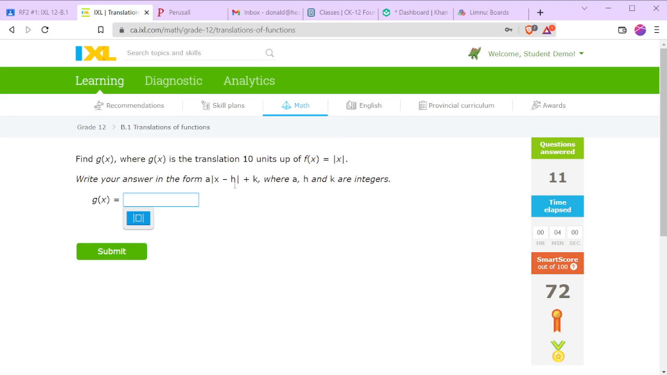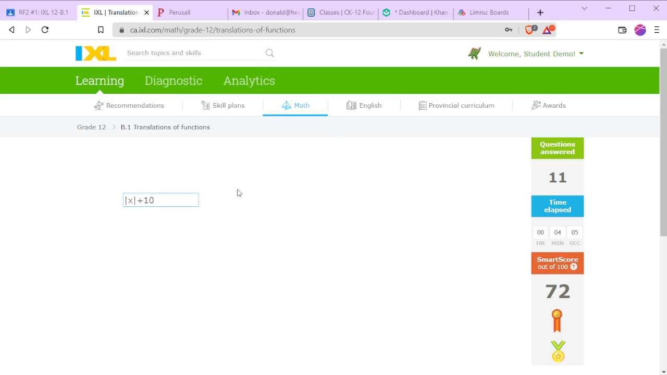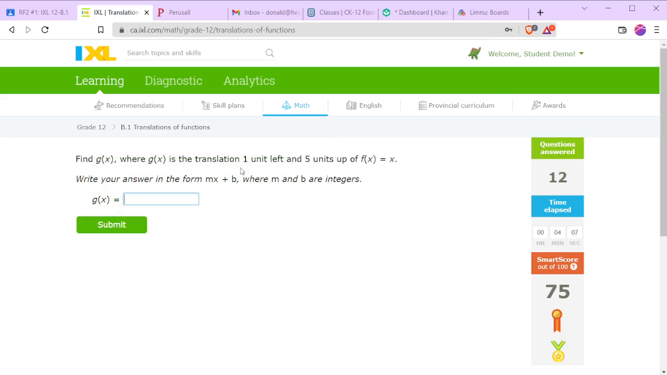Here, 10 units up. So we'll have our absolute value of x, and then just add 10 to it. Now we have just f(x) = x, where we're going 1 unit left, which would be x + 1, and 5 up. But we want to simplify this. So this whole thing becomes x + 6.